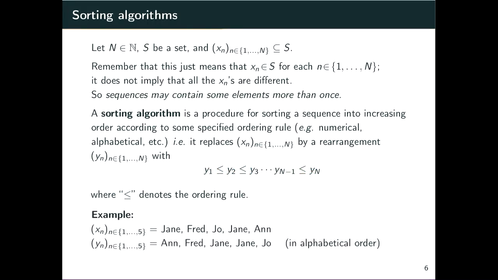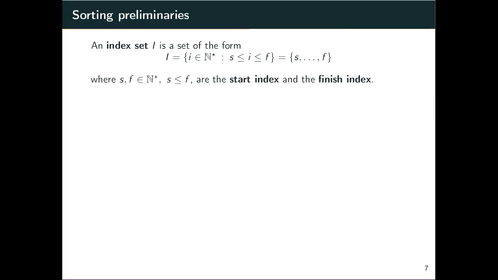So just some basic examples. If you've got a sequence that is just these 5 names, Jane, Fred, Joe, Jane, and Anne, then we want to sort it into alphabetical order. So alphabetical order is our ordering rule. Then the sorting algorithm will output Anne, Fred, Jane, Jane, Joe. So that's the purpose of what sorting algorithms do.